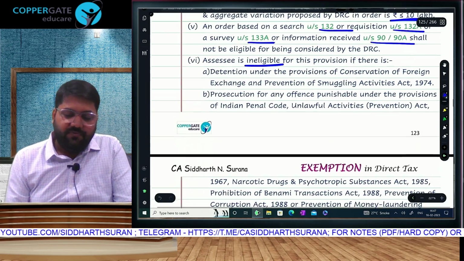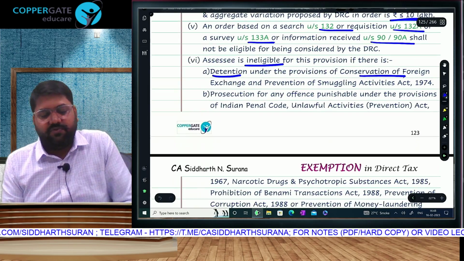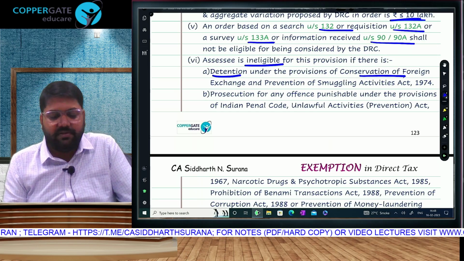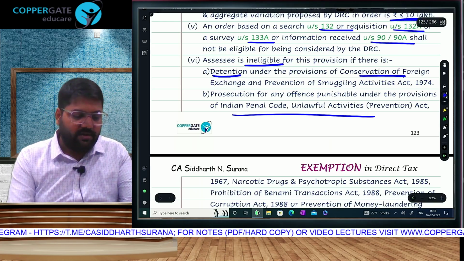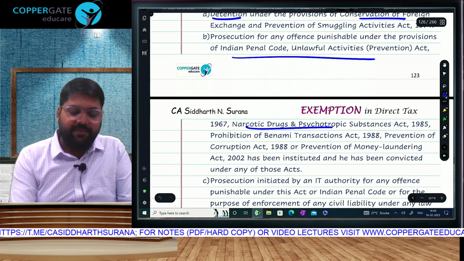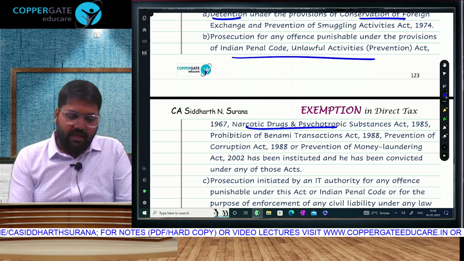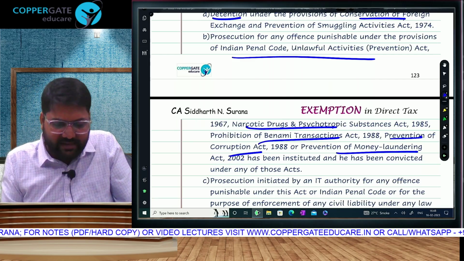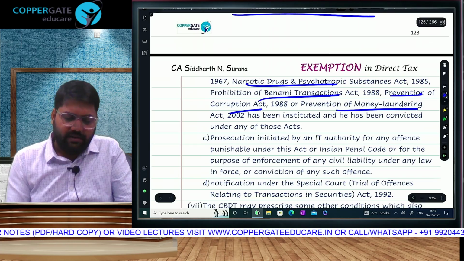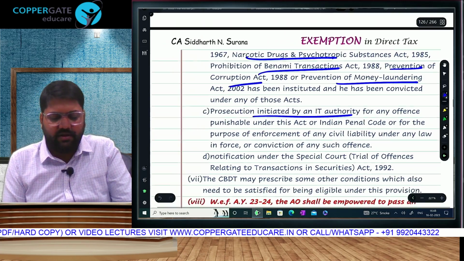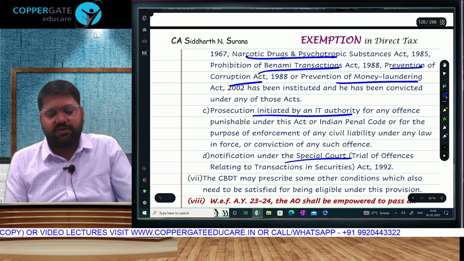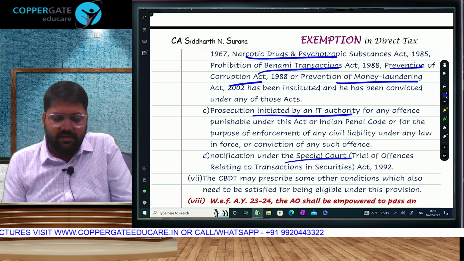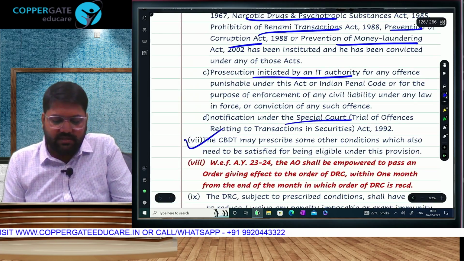Further, any assessee for which detention has been done under the Conservation of Foreign Exchange and Prevention of Smuggling Act, COFEPOSA, or if there is any prosecution under the Indian Penal Code or Unlawful Activities Prevention Act or NDPS, Narcotic Drugs and Psychotropic Substances Act, Benami Transaction Act, Corruption Act, Money Laundering Act, then DRC is not available. If there is any prosecution initiated by any IT authority, then not available. If there is any special court notification under the trial of offences related to transactions in securities, then again DRC is not available. CBDT may later add some conditions also.